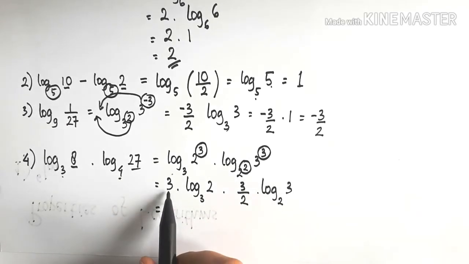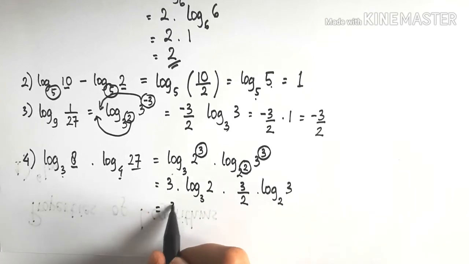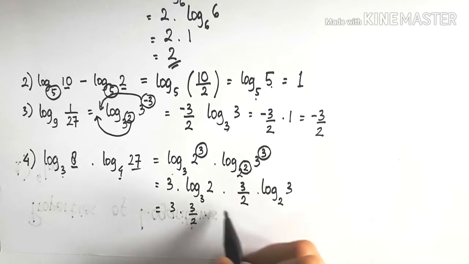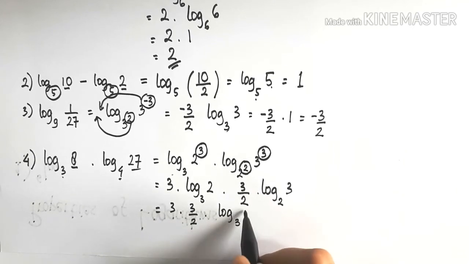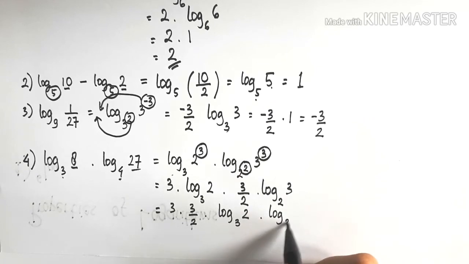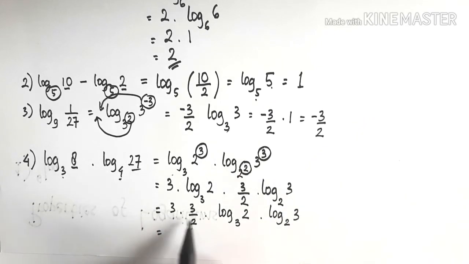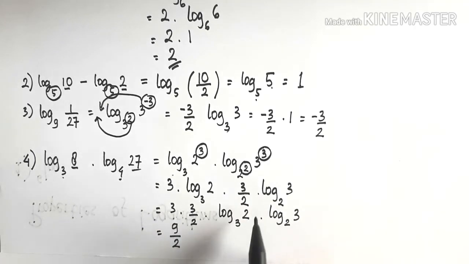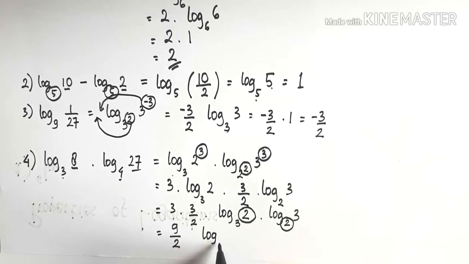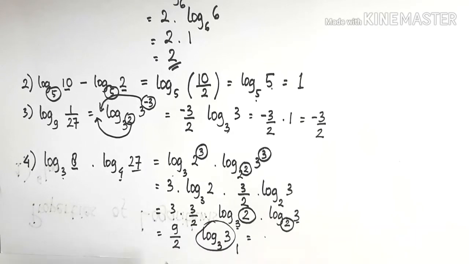Then we can collect the number 3 and 3 over 2. 3 times 3 over 2, times log base 3 of 2 times log base 2 of 3. Okay, we can multiply it. 9 over 2. How about this? Now we check argument 2 and here base 2, because they are the same, we can write as log base 3 of 3. And log base 3 of 3 is 1. So the answer is only 9/2. Finish.